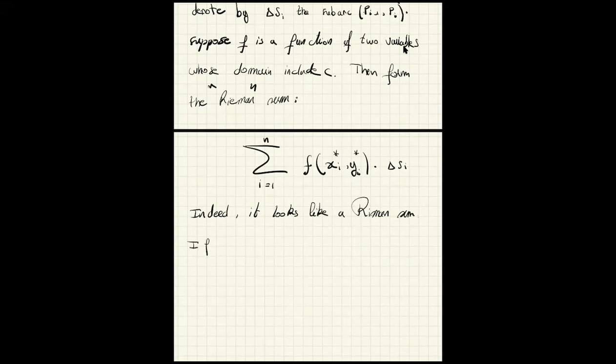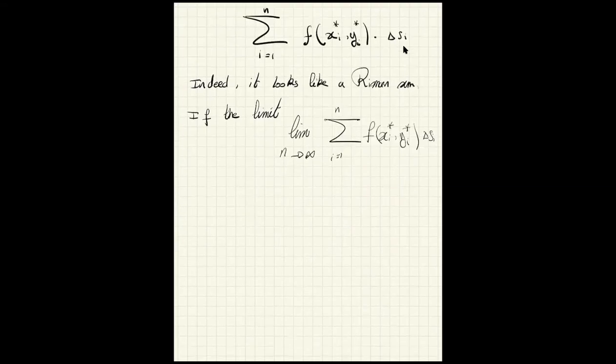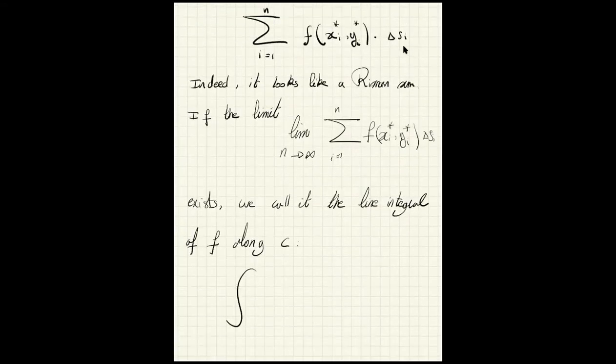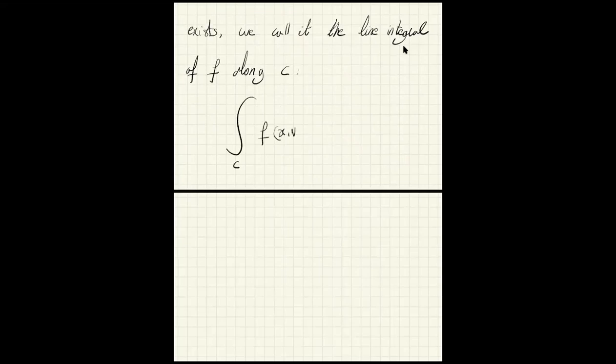If the limit exists, we call it the line integral of f along C, and we denote it by the integral over C of the function f(x,y) ds, and this is the limit.